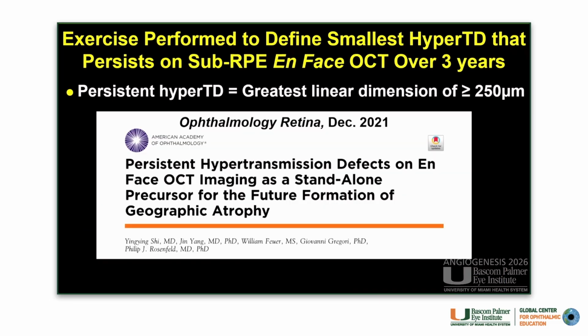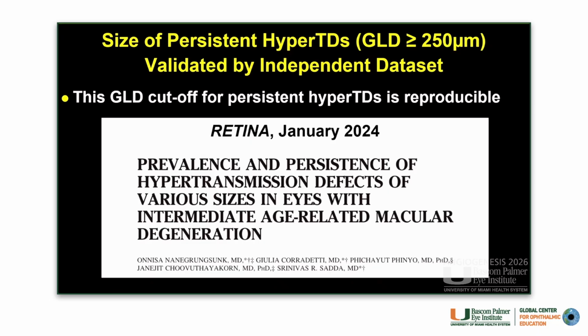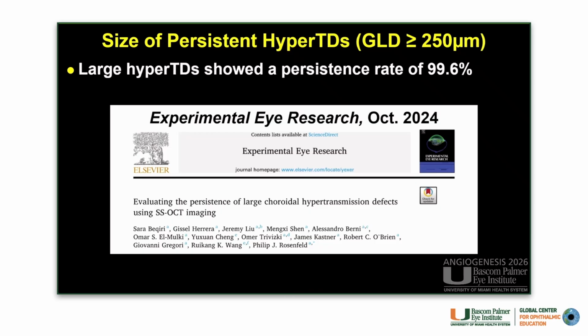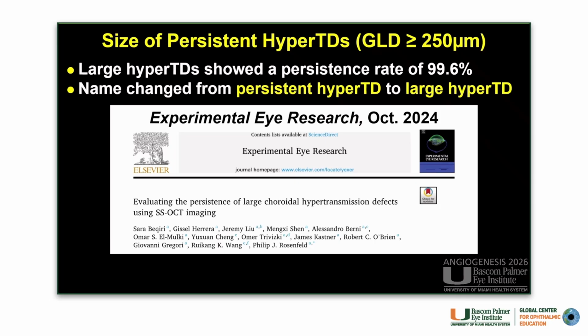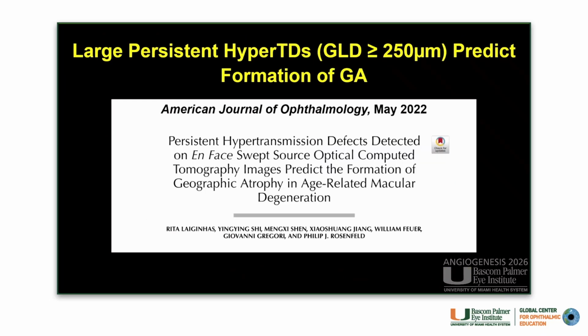Years ago, we performed an exercise to find the smallest hypatides that will persist over 3 years, and we confirmed this 250 microns cutoff, which has since been reproduced and validated by other independent datasets. And we recently published a persistence rate of these lesions of 99.6%, although we decided to change the name from persistent to large hypatides. Now you might be asking, do hypatides predict the formation of GA? And the answer is yes, and here you can see our publication regarding this topic.